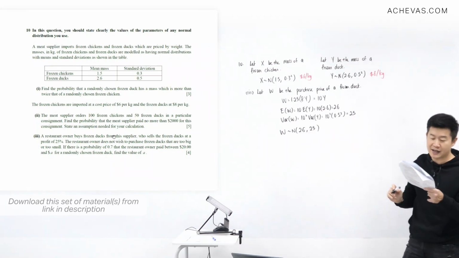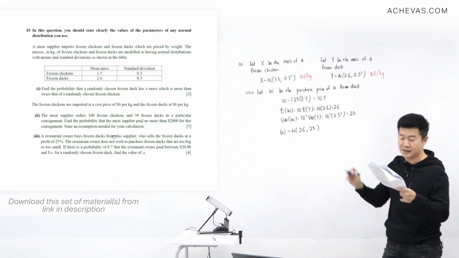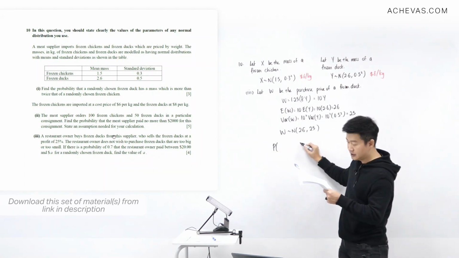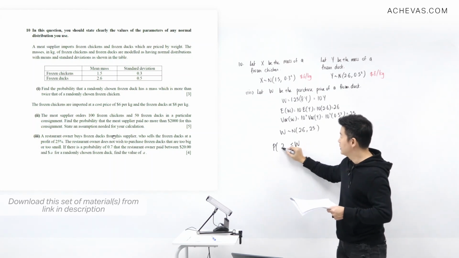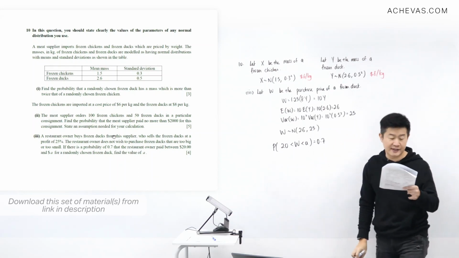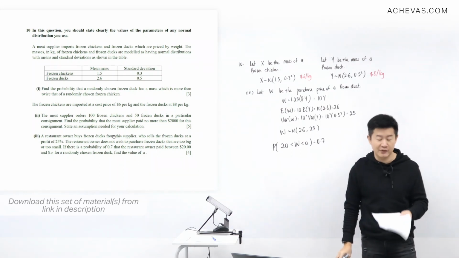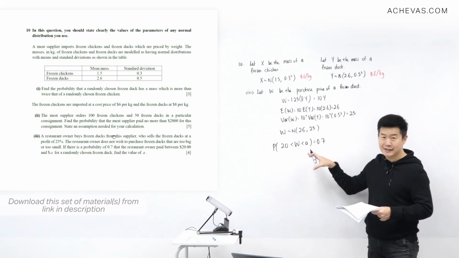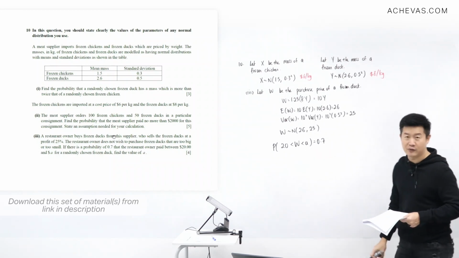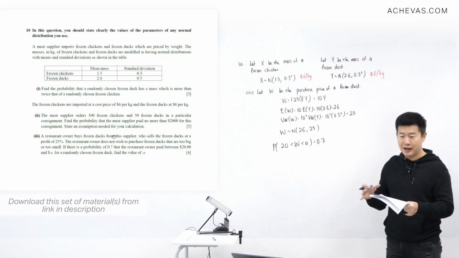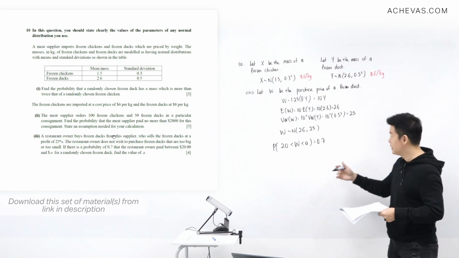And it is given to us that there is a probability of 0.7 that this restaurant owner will be paying between $20 and A. So the probability that W here is between 20 and A is 0.7, and based on this information, we are supposed to find the value of A. In order to find A, we're going to make use of a bell curve and look at the area under the bell curve to represent the probability that is given.